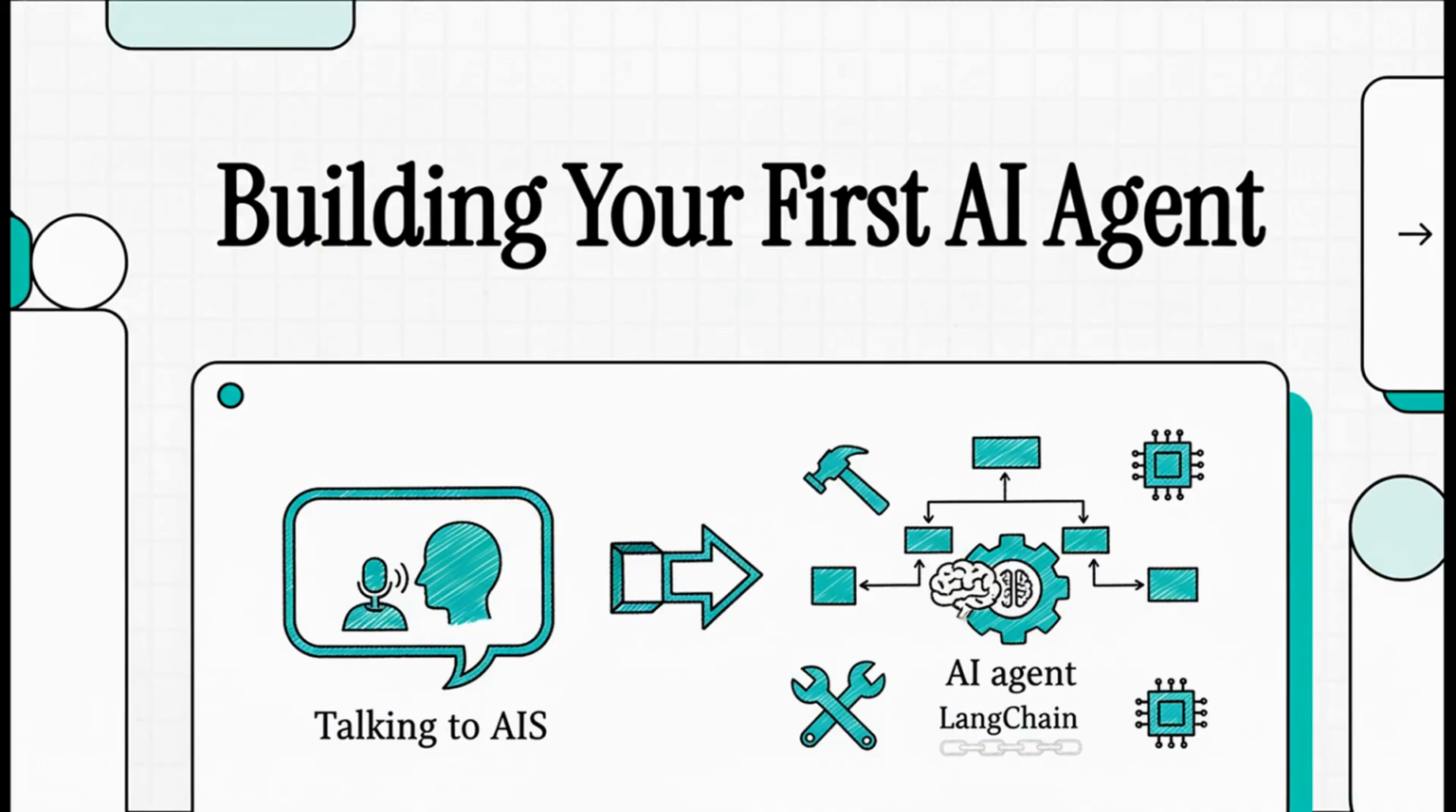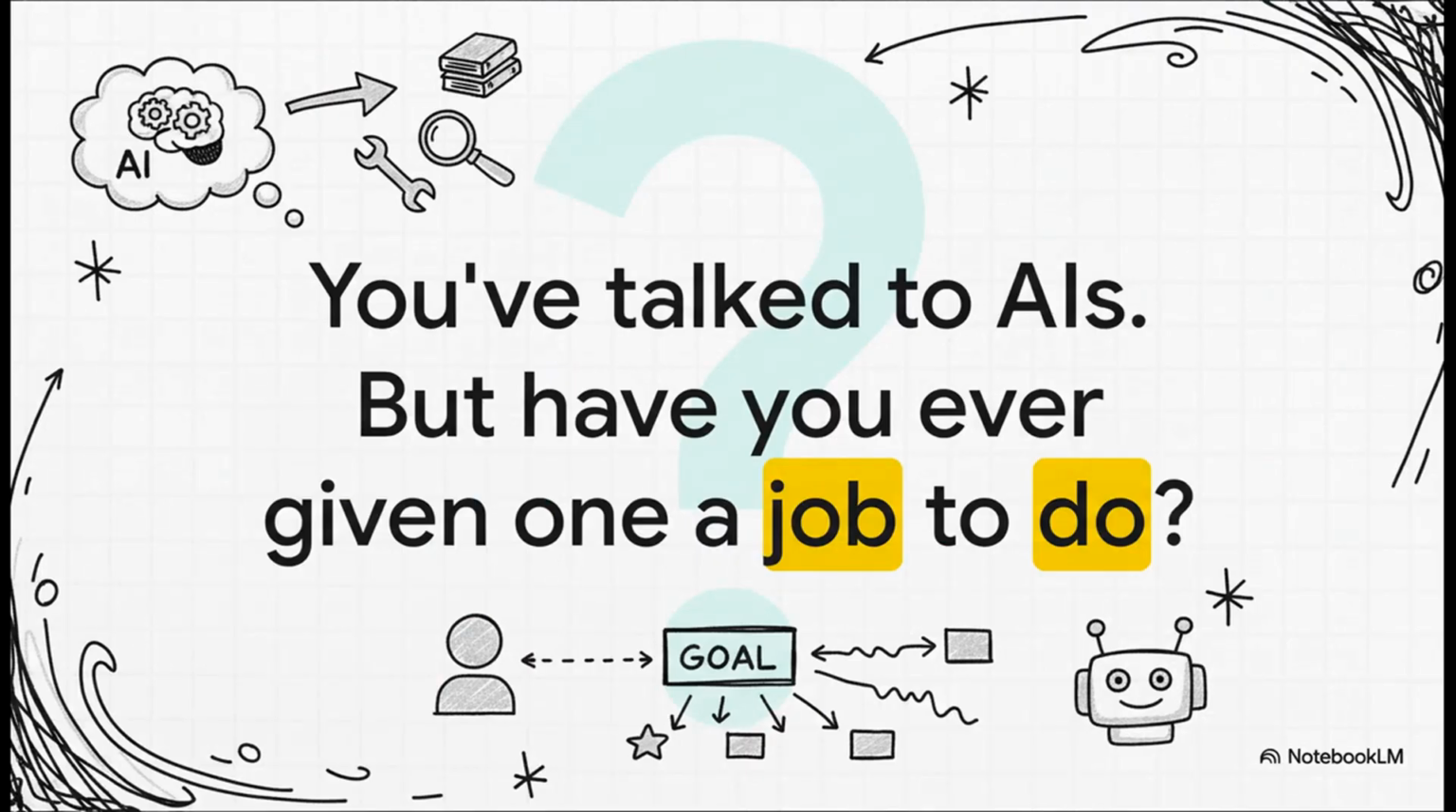powerful framework called LangChain. Just think about it for a second. You've probably chatted with dozens of AIs, right? But have you ever given one a real job to do? A goal, a set of tools, and then just the freedom to figure out the steps all on its own? Well, that's the big difference between a simple chatbot and an agent, and it's exactly what we're building today.